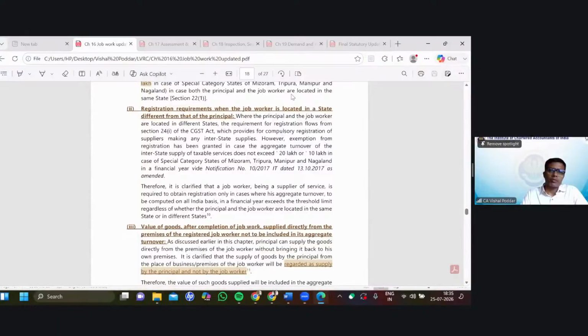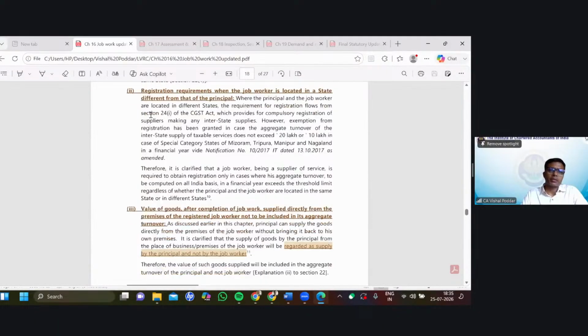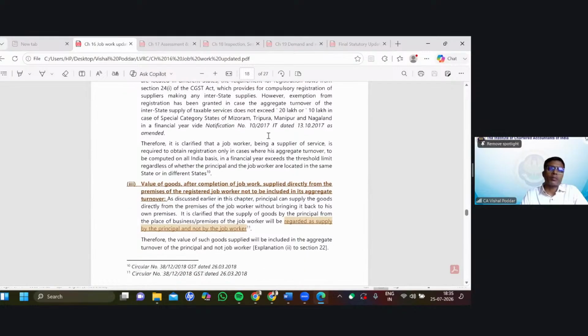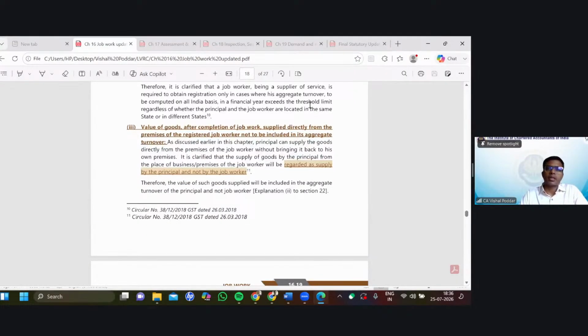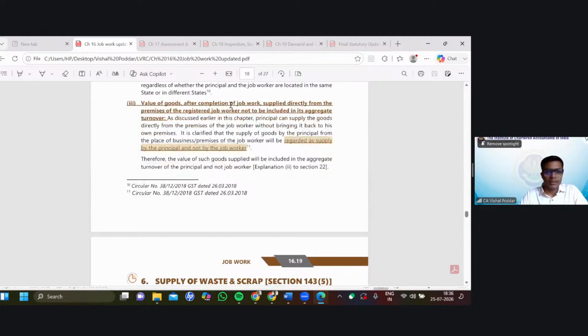However, where the job worker is located in one state and the principal is located in a different state, in such cases, where they are located in different states, the requirement for registration flows from section 24, which provides for compulsory registration of suppliers making any interstate supply. Again, however, for supply of service, the exemption of 20 lakhs for registration applies. Therefore, the final conclusion of this is that a job worker being a supplier of service is required to obtain registration only where turnover computed on pan-India basis exceeds the threshold applicable to that state.